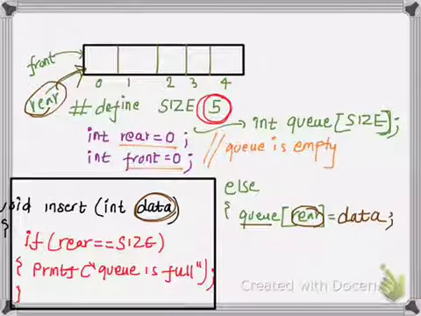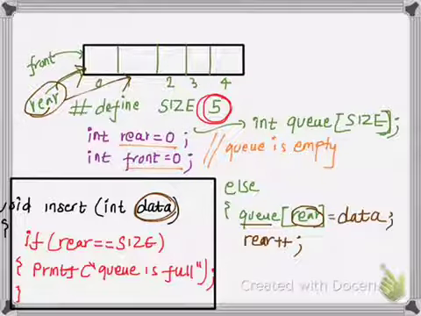And after that, now rear will be pointing to memory location 1. So we just have to increment rear by 1. So I'm going to write rear plus plus. Say the data we have inserted here is 2. So here we'll write 2.